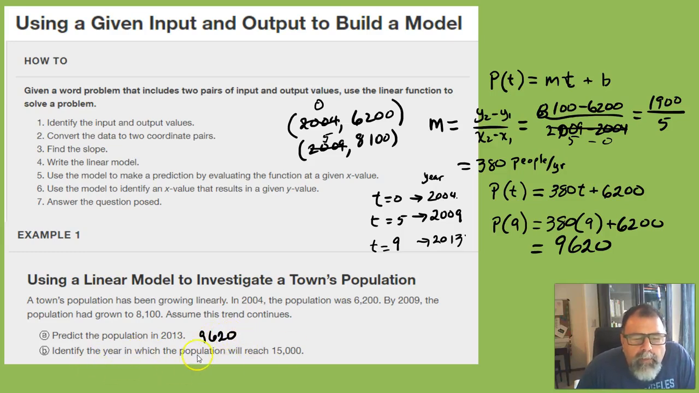And then identify the year in which the population reaches 15,000. So we want the population to be 15,000 and find the t that gets you 15,000. So we're just going to solve this equation for 15,000.